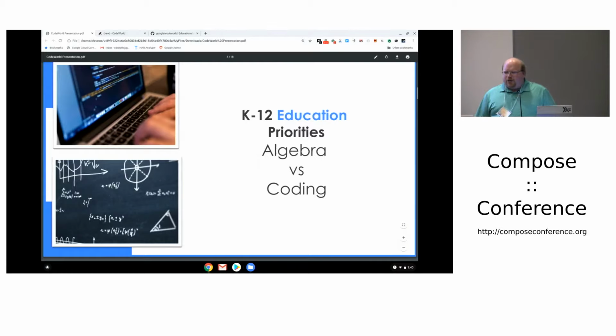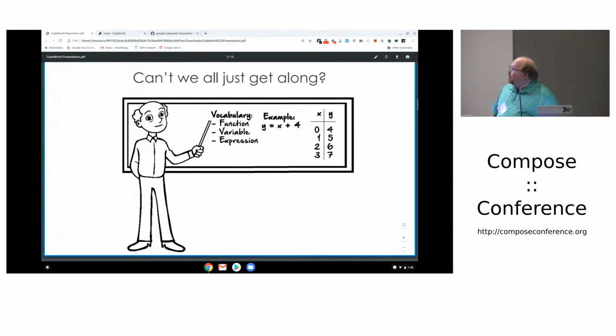So here's an interesting idea. Here's a teacher in front of a class. They're going through some vocabulary for today's lesson: function, variable, expression. They've got an example, y equals x plus 4. So show of hands, how many people think this is a math class? How many people think this is a computer science class? Yeah, so the point is it could be either one. Like, there's nothing on this board that is not somehow both mathematics and computer science.